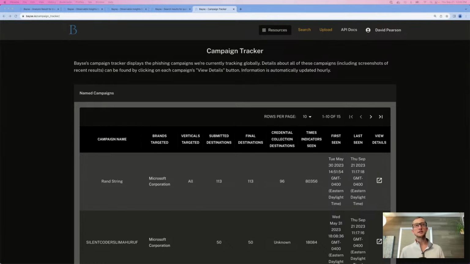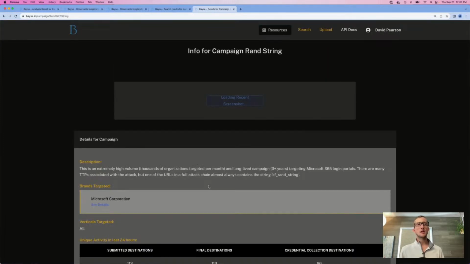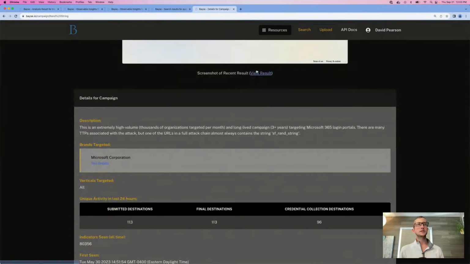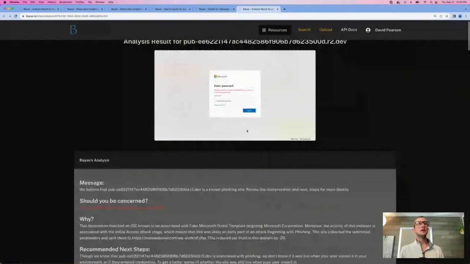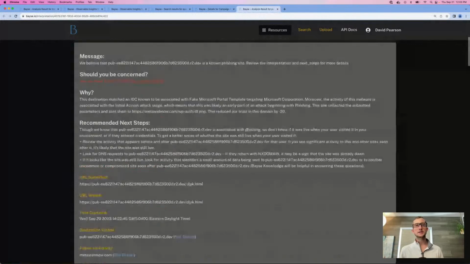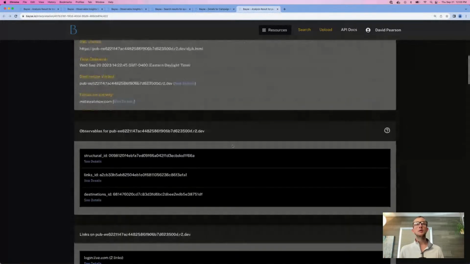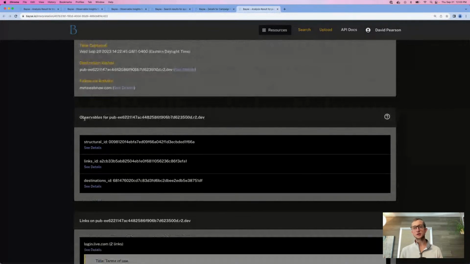One of the most valuable things that we do, and I'll just pivot into one of these just to show you. So let's view this result. This is a phishing site associated with a campaign that we track. We spit out what we call observables, which we're going to rename to site fingerprints in the near future. We're automatically calculating them on every single site that we have. What they do is allow you to upload a site or send a link to Base.